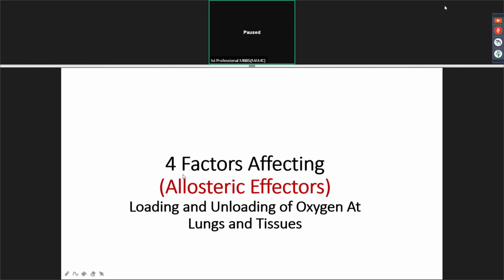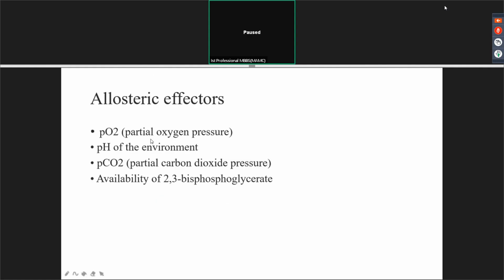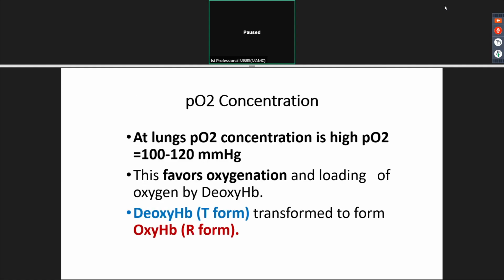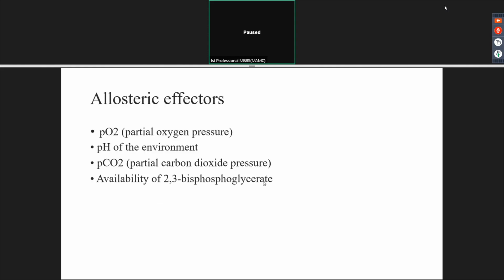So what are the 4 factors which affect the binding of oxygen with the heme moieties of hemoglobin? And they help in loading and unloading of oxygen at lungs and the tissues. So the following are the allosteric effectors: partial pressure of oxygen, partial pressure of carbon dioxide, pH of the environment, and availability of 2,3-BPG, this bisphosphoglycerate.